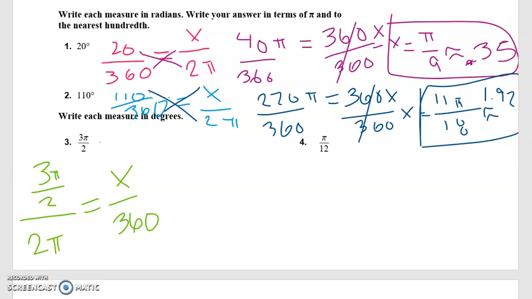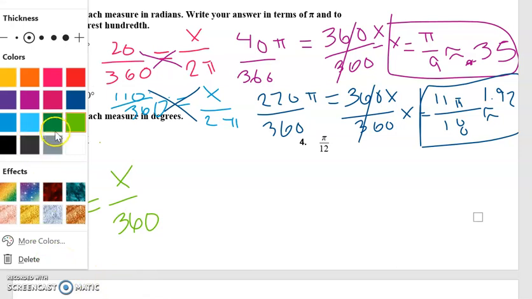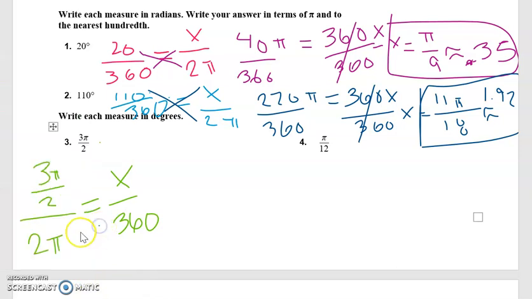Okay, so we're gonna cross multiply. This goes here and this goes here. Okay, so we're gonna get 360 times 3 divided by 2. So I'm just actually gonna go ahead and divide that 2, and we're gonna get 3 times 180, equals 2 pi times x.